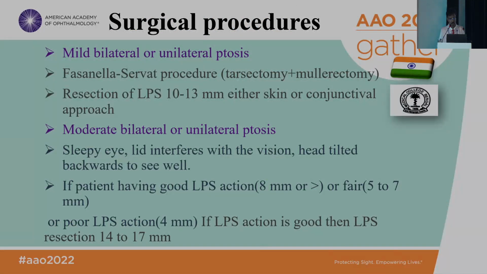Surgical procedure for mild bilateral or unilateral ptosis: Fasanella-Servat procedure. What is that? Tarsectomy and Mullerectomy, or resection of the LPS 10 to 13 millimeters, by either skin or conjunctival approach. Moderate bilateral or unilateral ptosis, sleepy eye: the patient may have good LPS action or poor LPS action. If LPS action is good, then LPS resection is 14 to 17 millimeters in case of moderate ptosis.